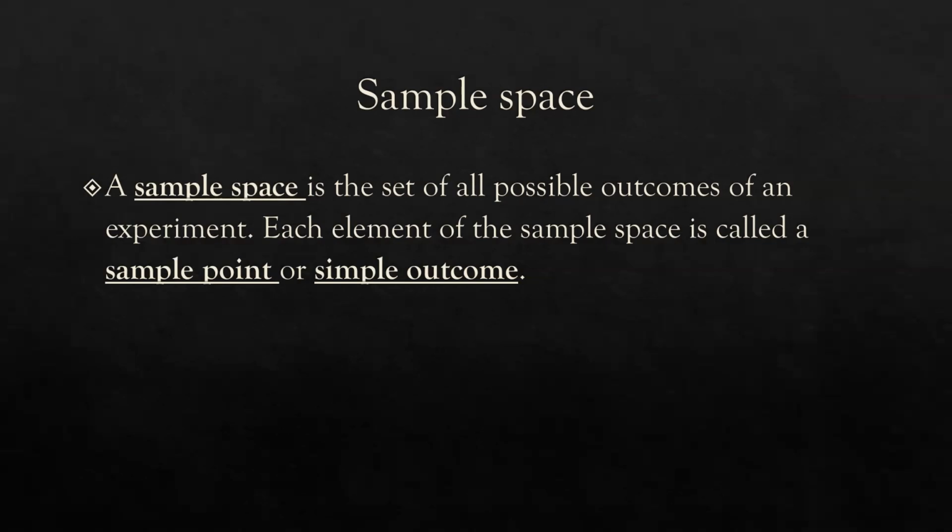If I'm flipping the coin twice, so if my experiment is flipping the coin twice, then the possible outcomes from that would be that I get two heads, I get two tails, I get a heads and then a tails, or a tails and then a heads. So each of those would make up the sample space.